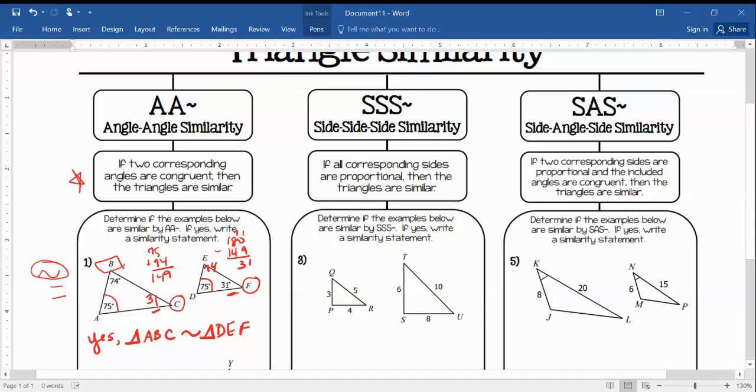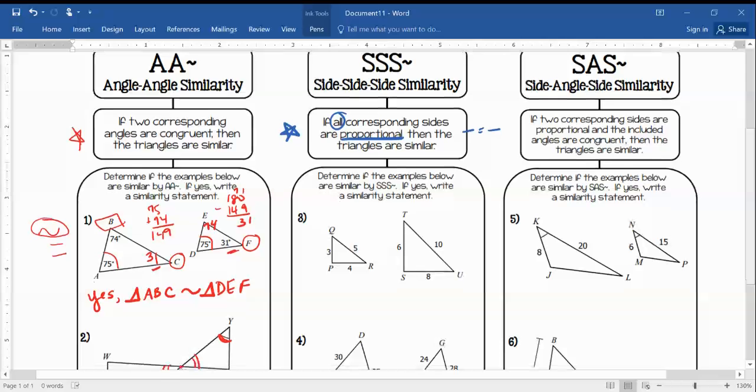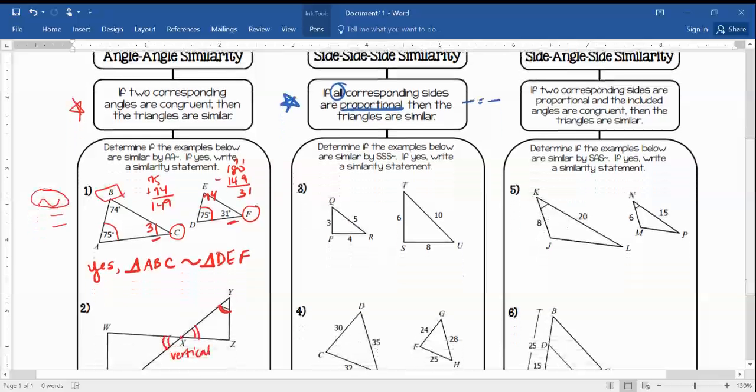So the three S's definitely represent side. And we're trying to figure out now if all the corresponding sides are proportional. That means we're going to set up some equal ratios, some fractions. Then we know the triangles are similar. So let's look at number 3 here and see what happens.